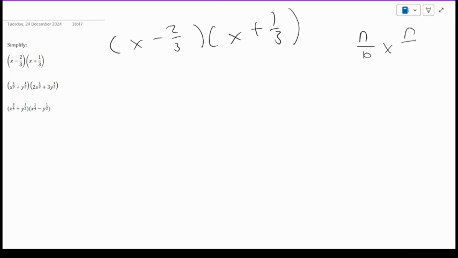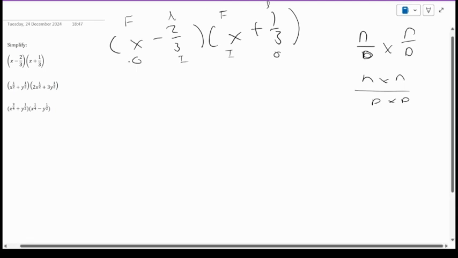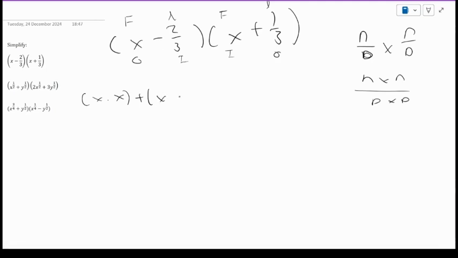So, when we multiply fractions, the numerators are going to multiply with themselves, and then the denominators are going to multiply with themselves. So having that logic, let's get back to our question. First, FOIL, right? First, outers, inners, last. First up, we have x times x plus x times our third plus negative 2 over 3 times x plus negative 2 over 3 times 1 over 3.